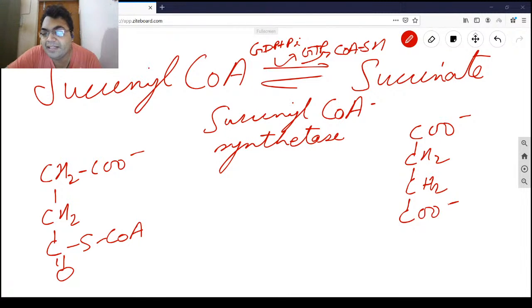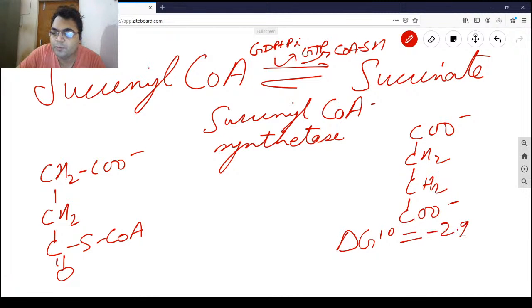But in the next step of the reaction, the energy released in the dissociation of this bond is used to drive the synthesis of a phosphoanhydride bond, because we are phosphorylating either GDP or ADP. So the net del G of the reaction is only minus 2.9 kilojoule per mole.